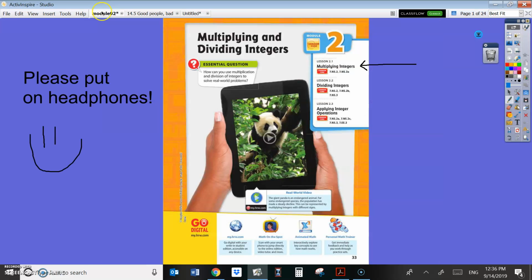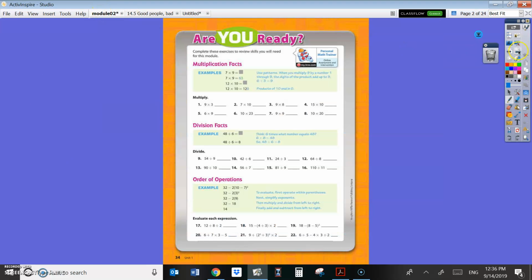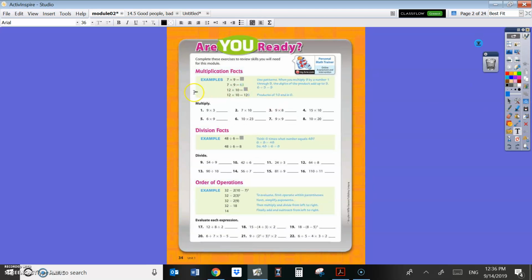Now let's look at this. Work this page and then check.